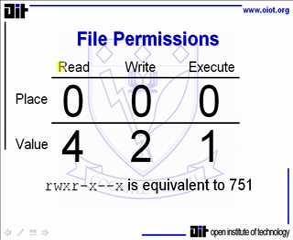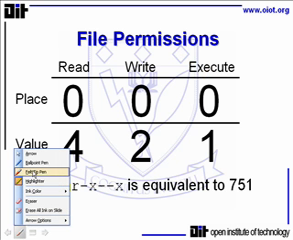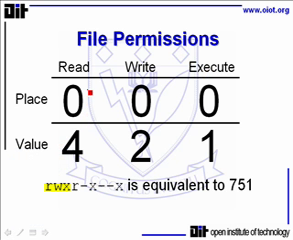Now, when we break it down a little bit further, I'm going to highlight this read, write, execute down here. You have read, write, and execute. Now, if we talk about it in binary, if you place a 1 in this spot, a 1 in this spot, and a 1 in this spot, what you have are the values 4, 2, and 1.